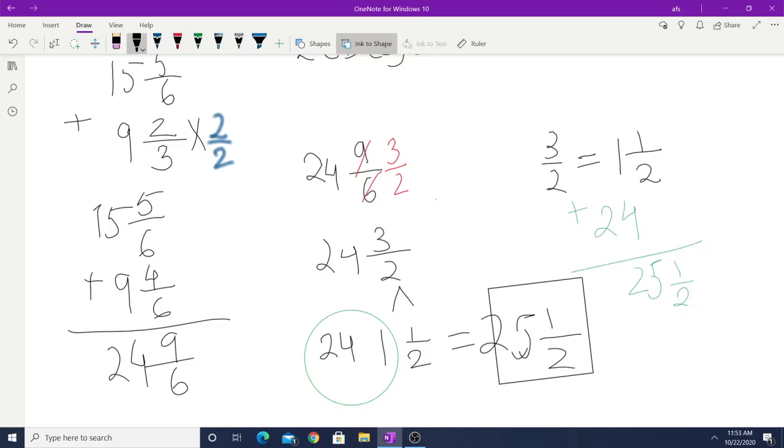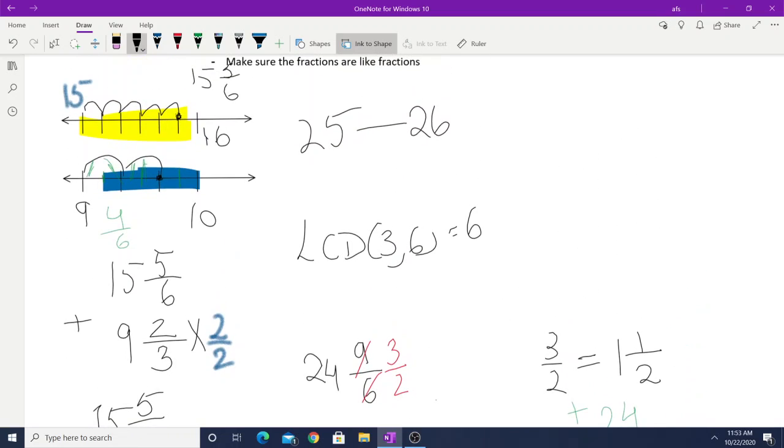And that's exactly what we had guesstimated when we were thinking about it, where we said, hey, my answer is going to be in between 25 and 26.